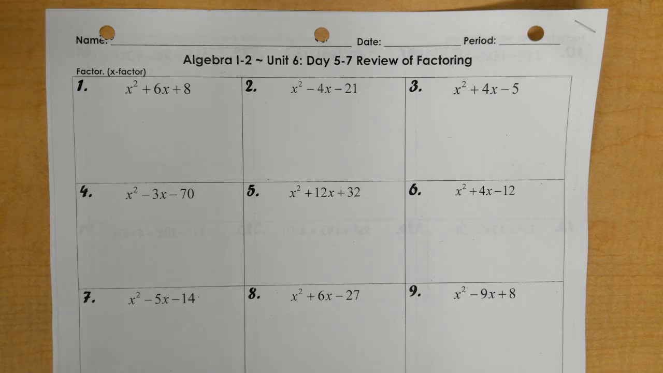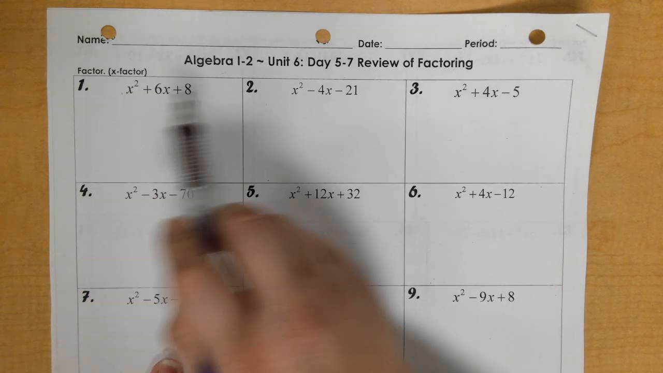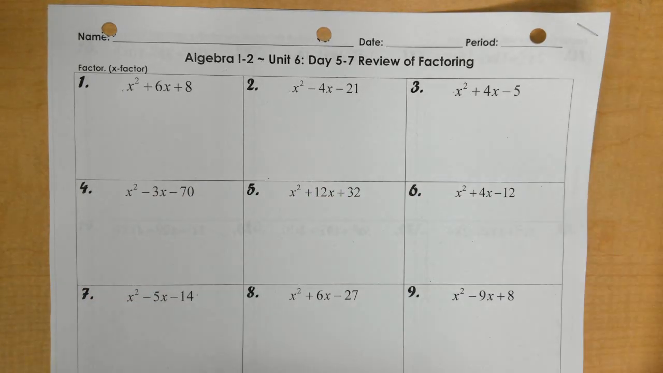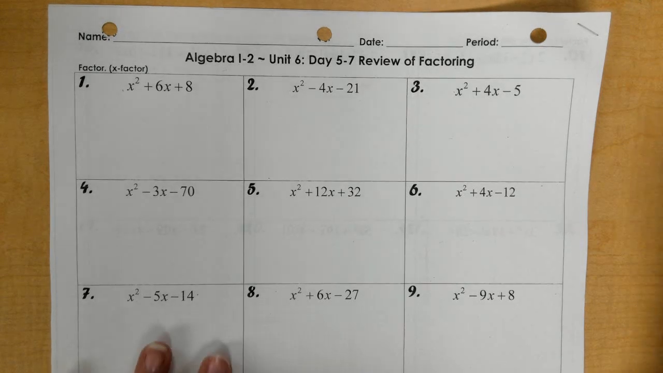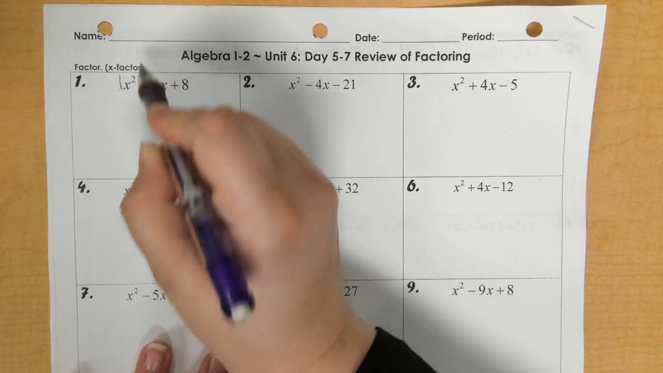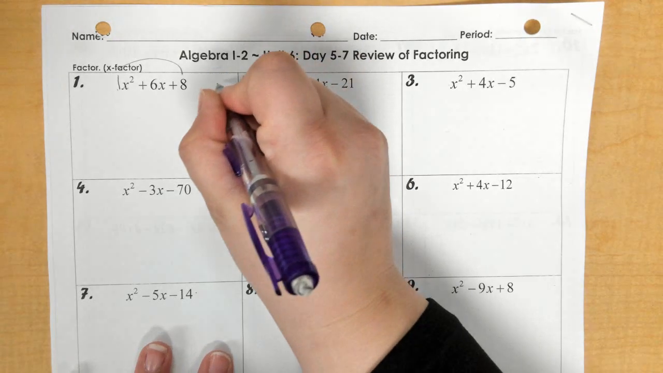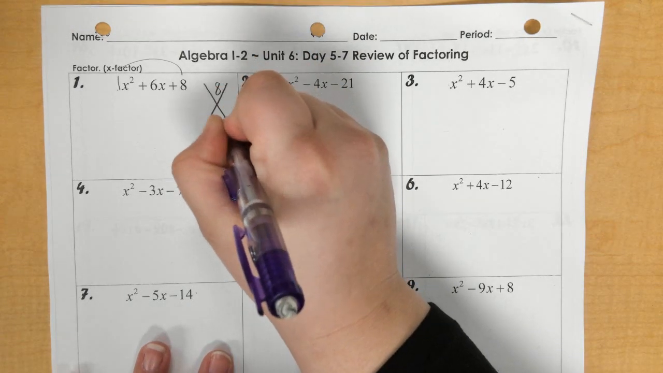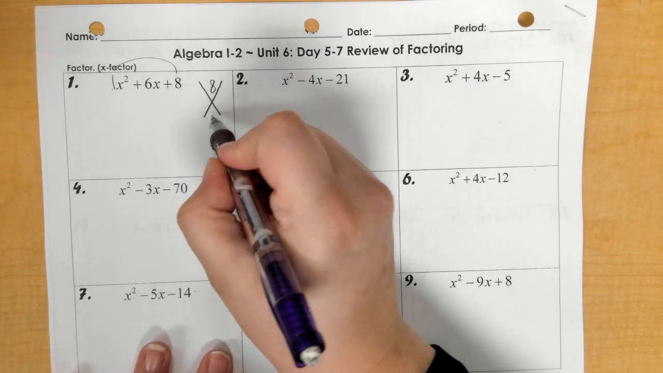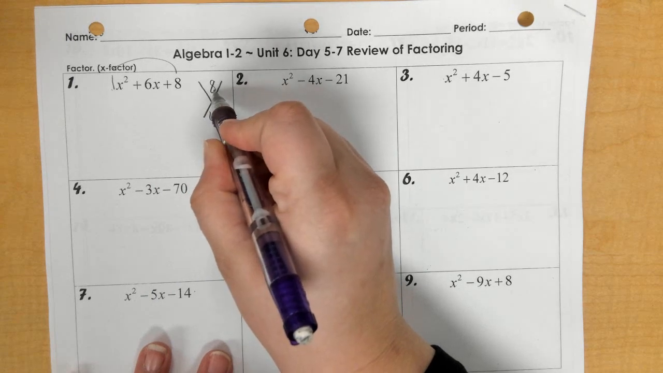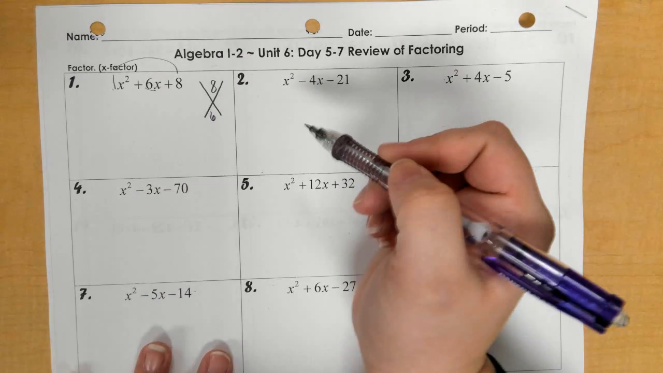For factoring review, I put together different problems of factoring. So for the front page, all of these just have a 1 in front of x squared, and so you will just do x factor. Nothing fancy with this. So I would do the first number, 1, times the last number, 8, and figure out what numbers can multiply to be 8 and get to the middle number, 6.